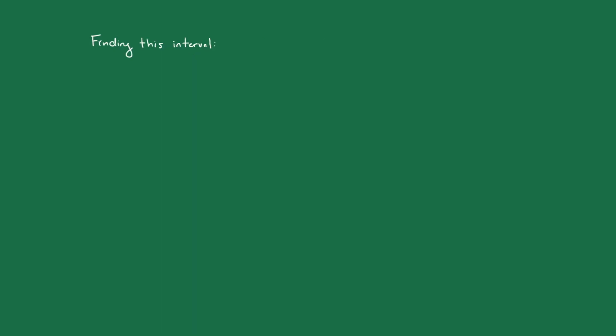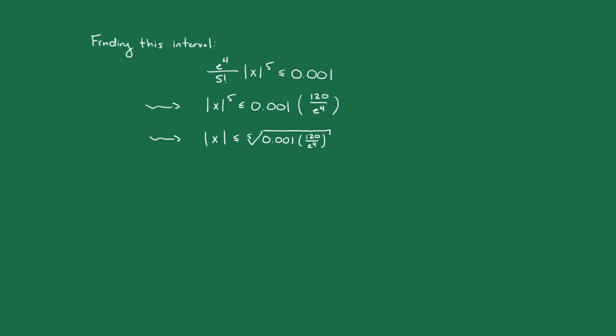So let's find this interval. We want e to the fourth over 5 factorial times the absolute value of x to the fifth to be less than or equal to 0.001. And now we can solve this inequality for the absolute value of x to find that the absolute value of x must be less than or equal to 0.294.